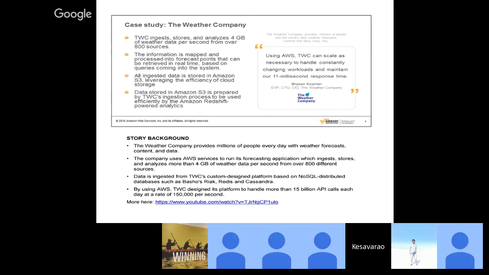So naturally, they went for S3. Amazon services, and S3 is the key in their storage. And they also use Amazon Redshift for powered analytics. So this is another big use case. If you see at the bottom, they're saying they use AWS, and TWC, which is The Weather Company, designed its platform to handle more than 15 billion API calls each day at a rate of 150,000 per second. So it's unimaginable access rates, right? I mean, see what type of things it is handling in a real scenario.